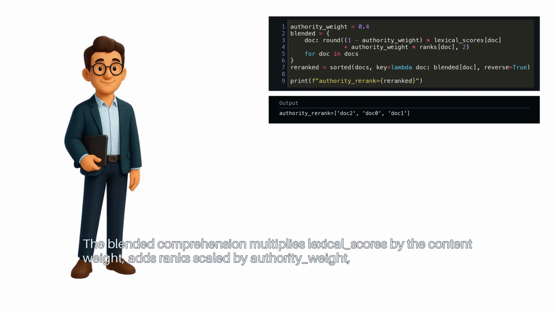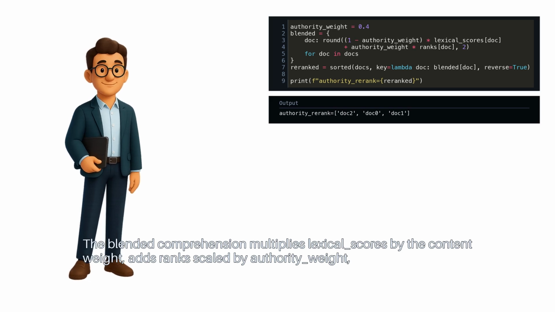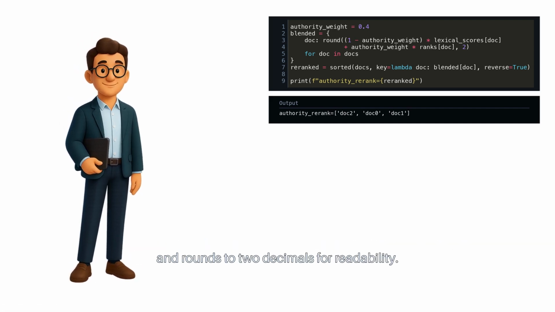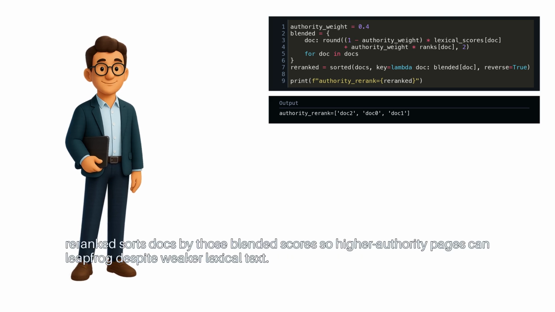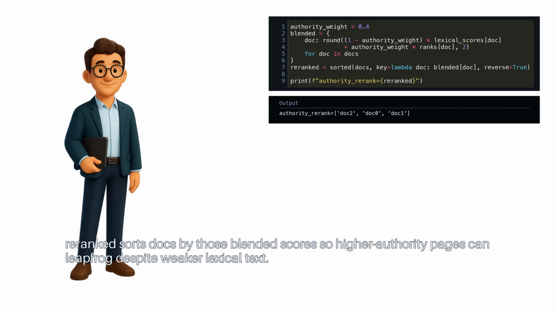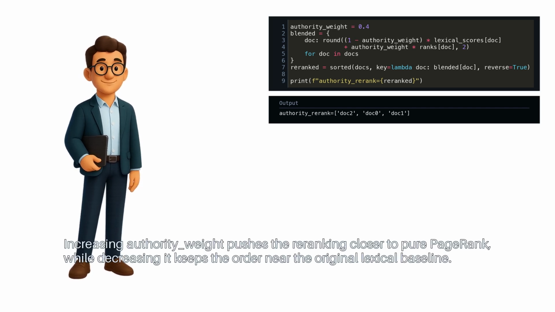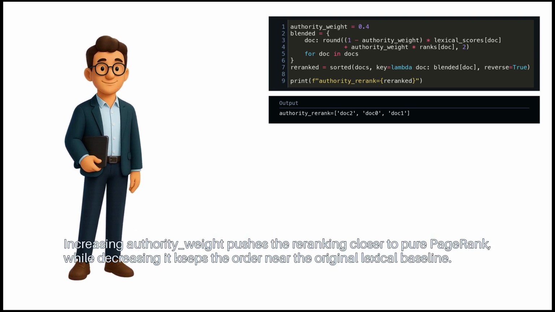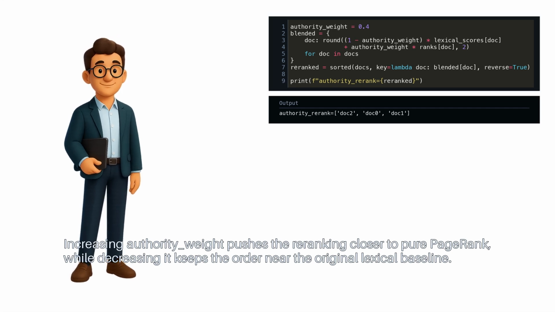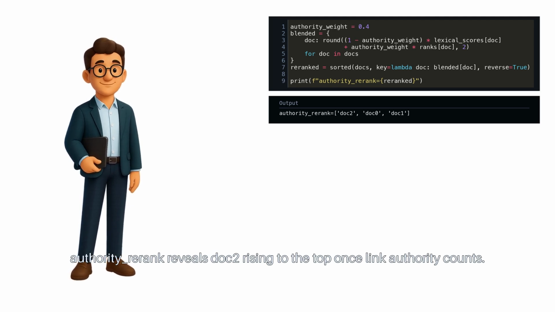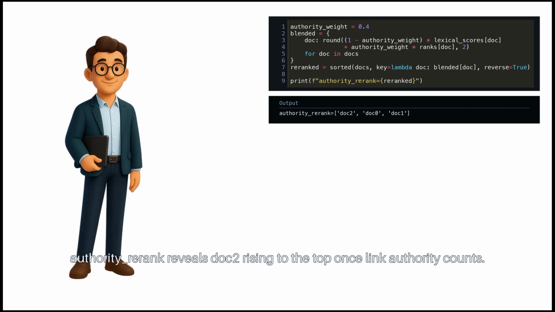The blended comprehension multiplies lexical scores by the content weight, adds rank scaled by authority weight, and rounds to 2 decimals for readability. Re-ranked sorts docs by those blended scores, so higher authority pages can leapfrog despite weaker lexical text. Increasing authority weight pushes the re-ranking closer to pure PageRank, while decreasing it keeps the order near the original lexical baseline. Authority re-rank reveals Doc 2 rising to the top once link authority counts.